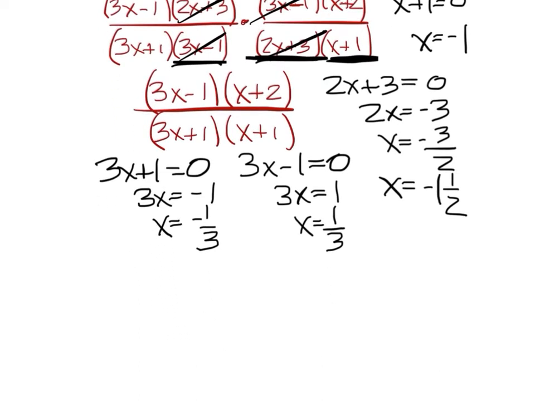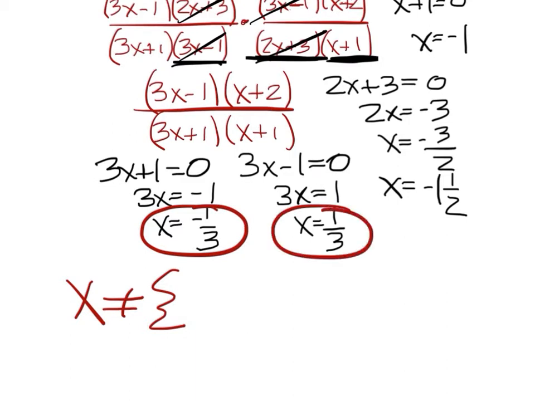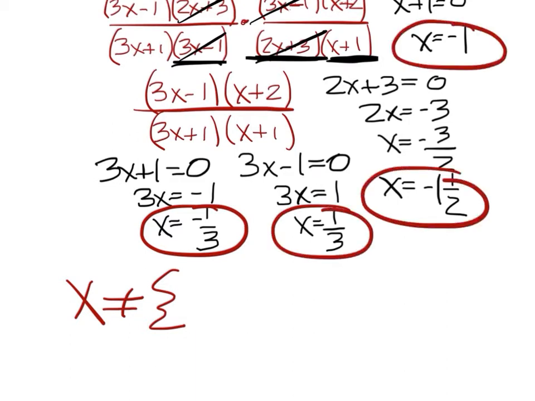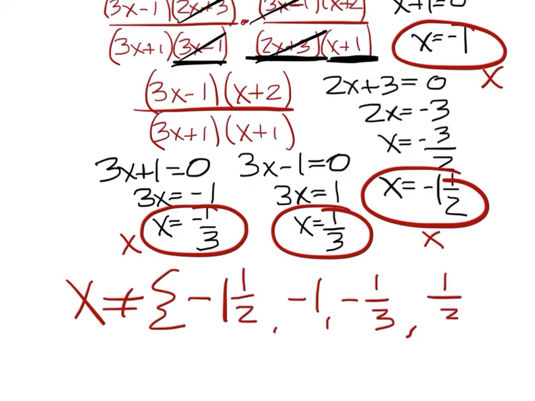So the values for which x cannot be equal to, this one, this one, this one, and this one. If you put them in order from least to greatest, it would be a negative 1.5 from there. And then you would have a negative 1 from here, negative 1/3 from there, and then you're left with positive 1/3.